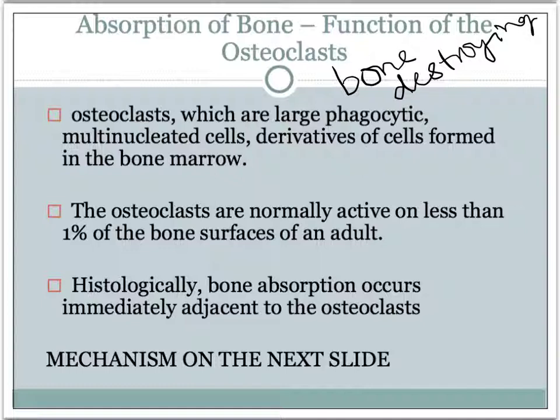Osteoclasts are normally active on less than 1% of the bone surfaces of an adult, unless there's some kind of injury or some kind of hypocalcemia, a homeostatic imbalance that will cause them to become more active. Histologically, the bone absorption will occur immediately adjacent to the osteoclasts. And if you're looking at your picture on page 122, it'll show you what's happening when the bones are being reabsorbed and then added and reabsorbed.